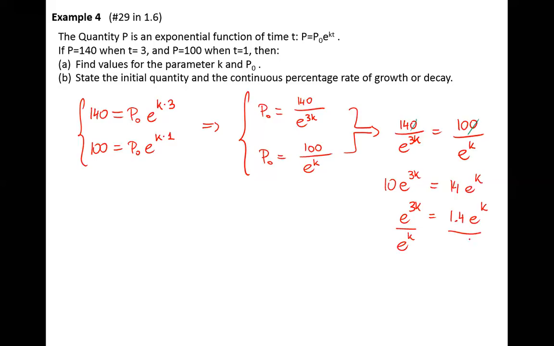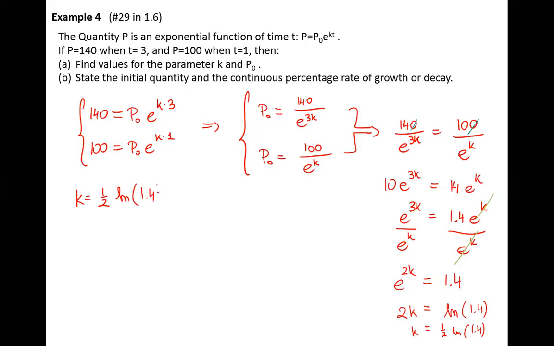This will be 3k minus k, 2k. Now if I take the natural log of both sides, I am losing the base e, and then I have to divide by 2. I can write here 1/2 natural log of 1.4.